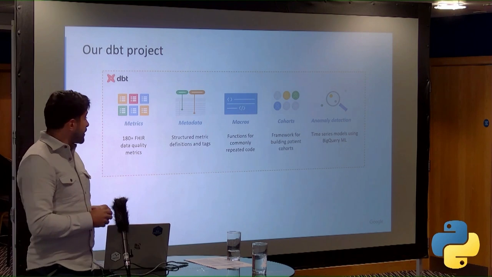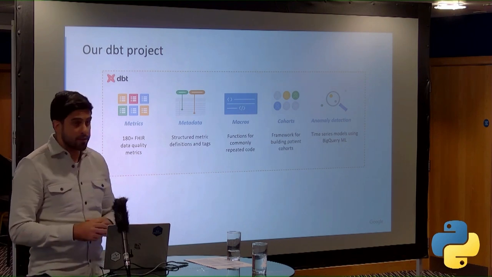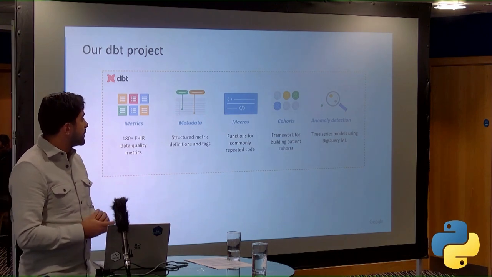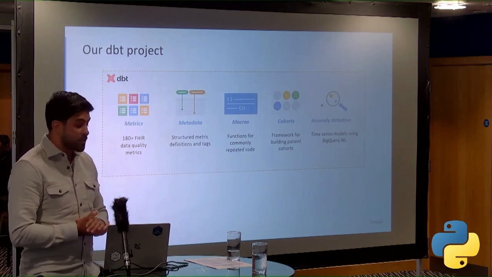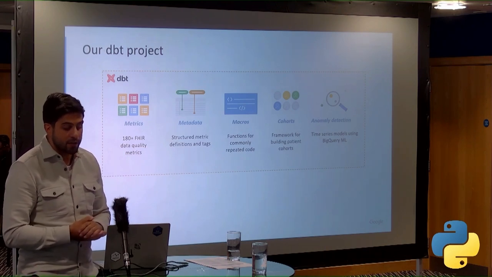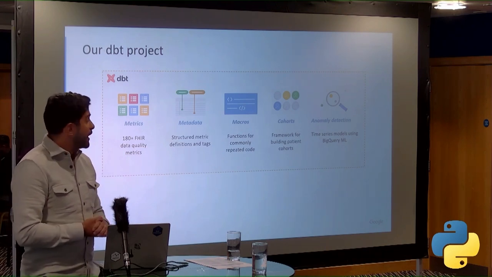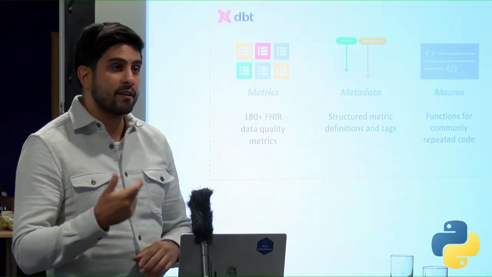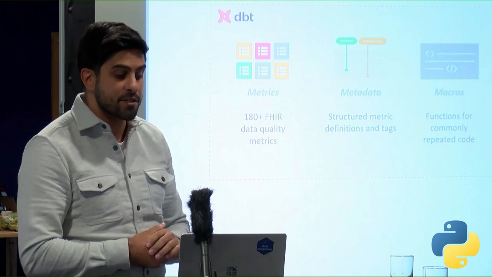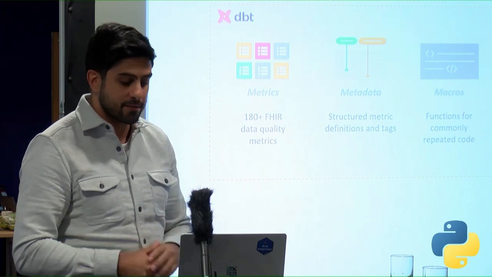We've also developed a framework for building patient cohorts, and I'll come to that in a couple of slides. And then finally, we've built the first version of our anomaly detection model. So this is just a time series model, just using off-the-shelf tooling available in BigQuery. And the idea here is to identify daily metric values that deviate significantly from expectations based on the historical trends.